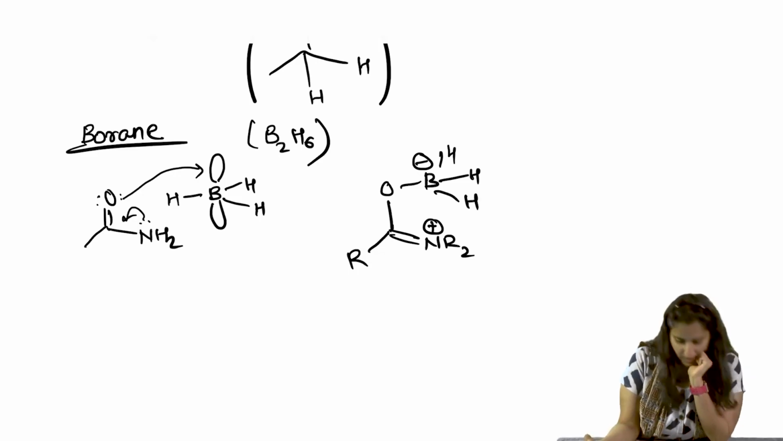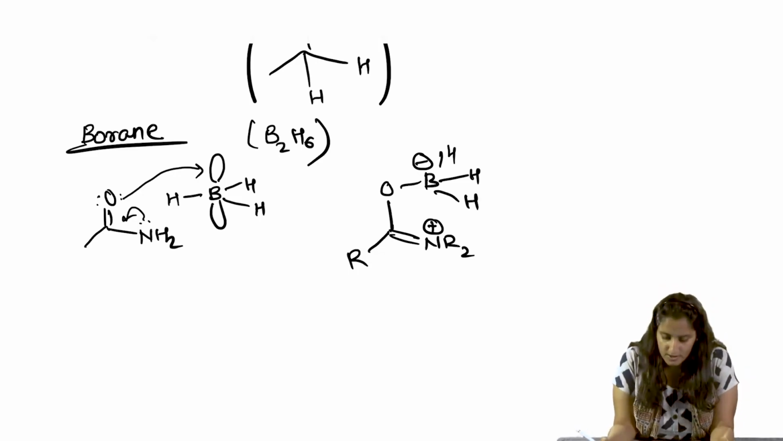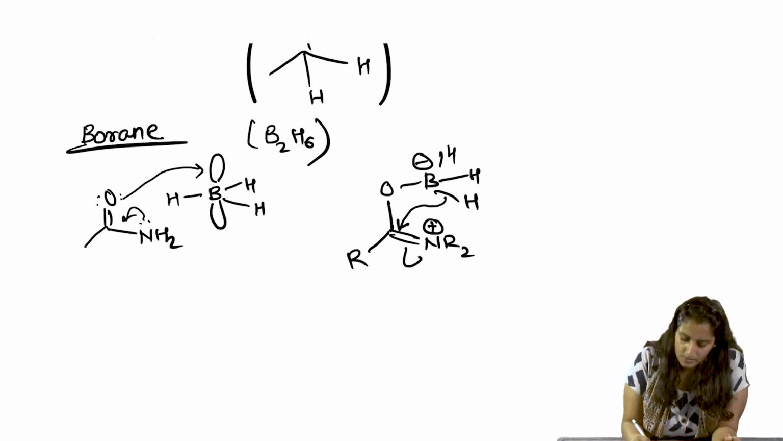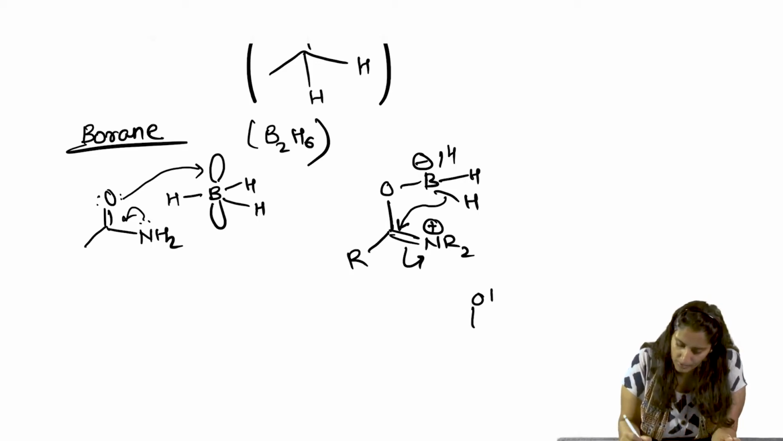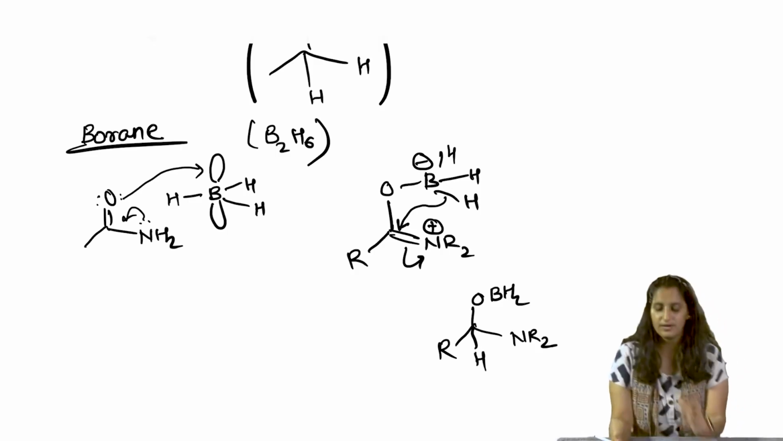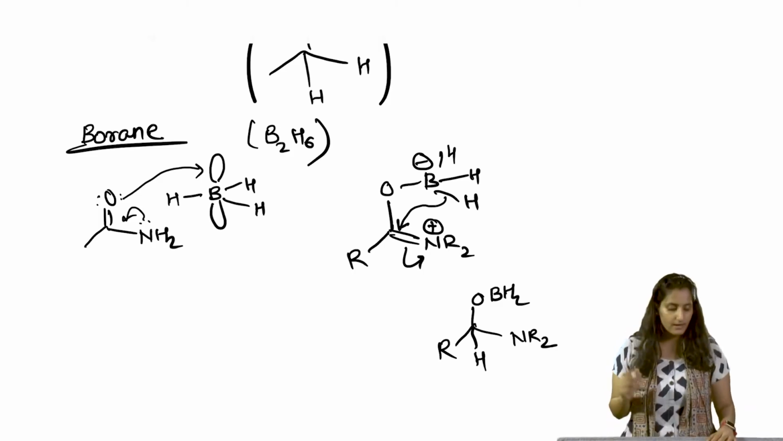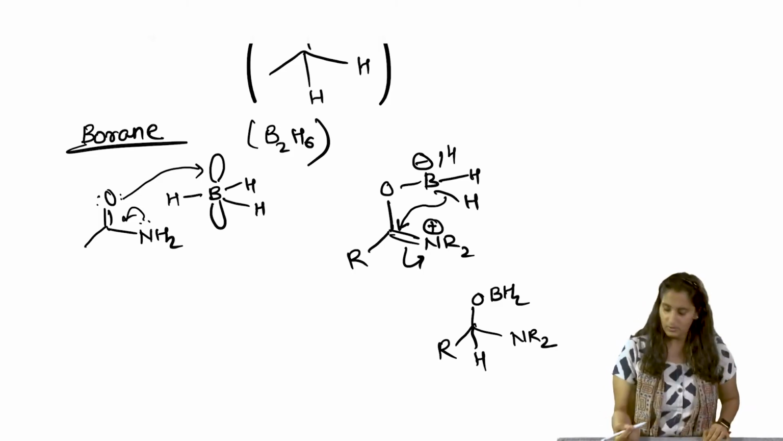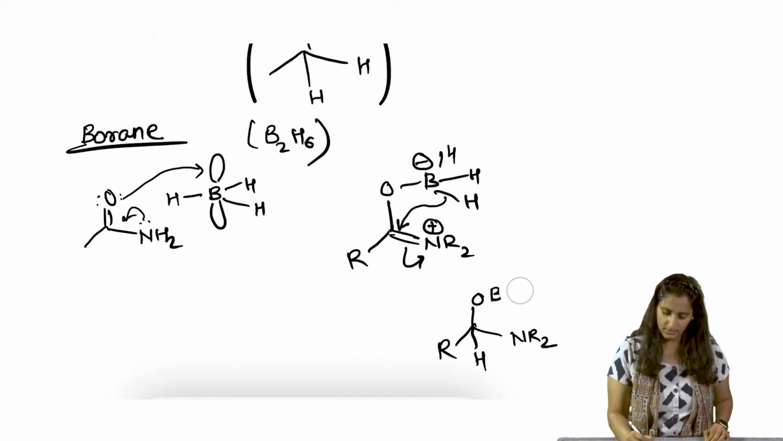Okay. What do we have here? We have a negative charge on this boron, and as a result, this hydride is going to shift here and open this up. So, we have now added a hydrogen where we wanted to add it in order to make the corresponding alcohol. Let us look at the next step.